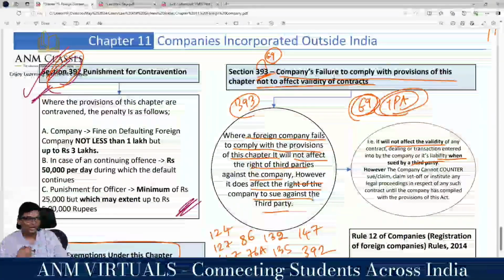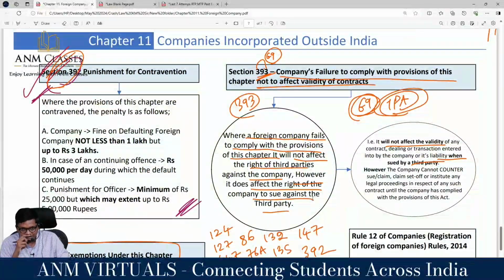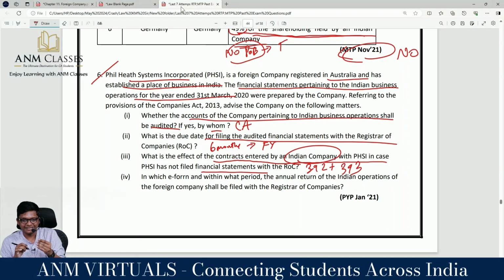Failure to comply with the provisions of this act. Still those contracts are valid with respect to Indian companies. Are you getting it now how they are linking, guys? I told you questions are a little higher order, but if you know this, beyond this they can't test in an exam. I can guarantee at least for the next 5 attempts we are saved. You are not going to go to 5 attempts, guys.